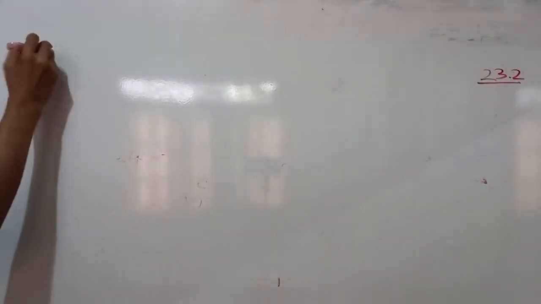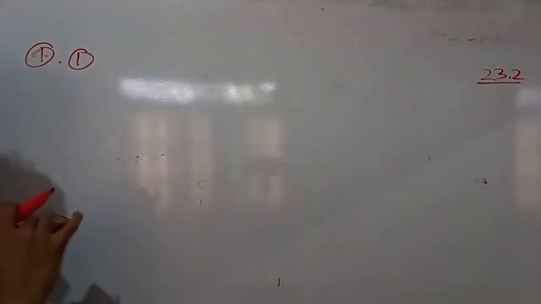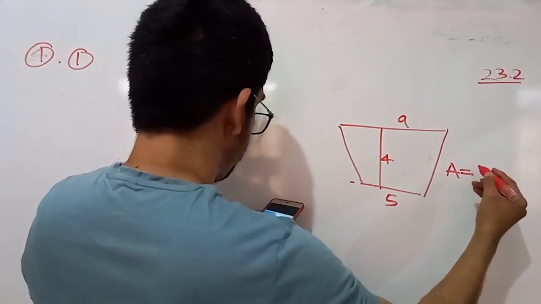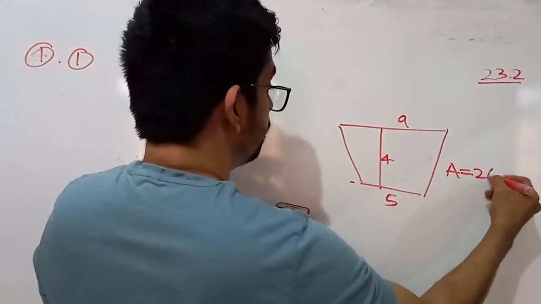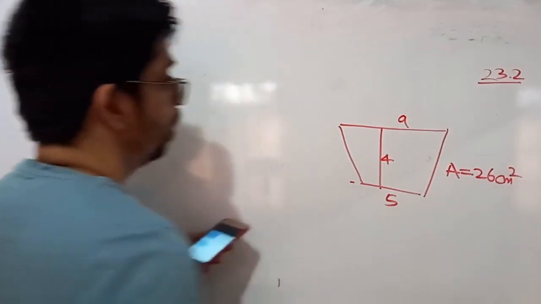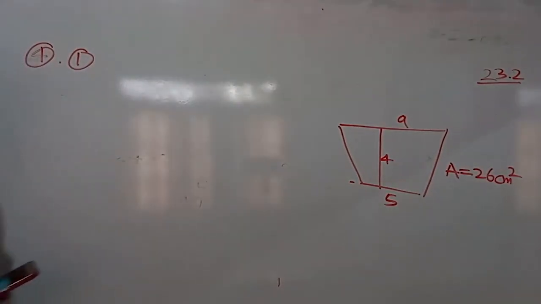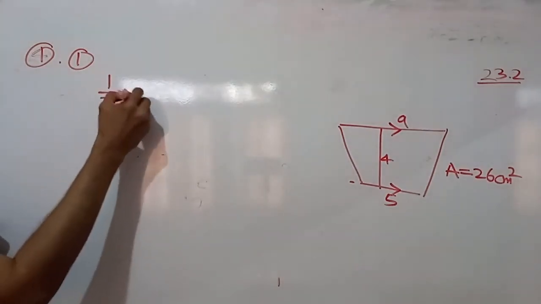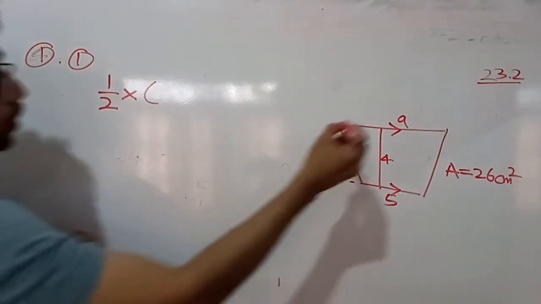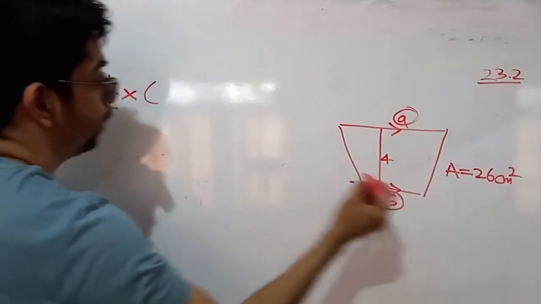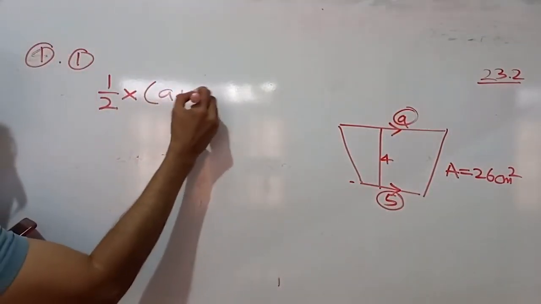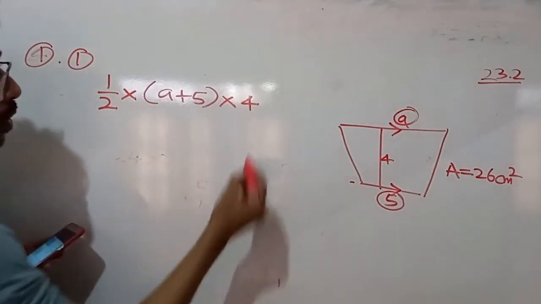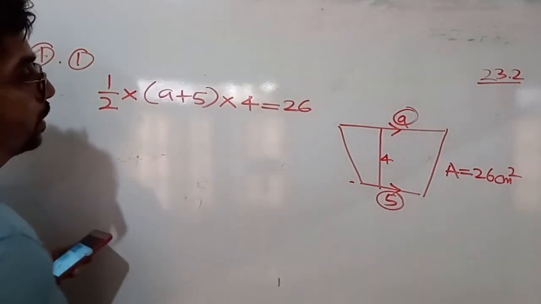So question number 4, part 1. So here the diagram is something like this. Area is 26 square centimeters. All lengths are taken in centimeters. So we know half into, so now this is what? A plus 5. A plus 5, then perpendicular height. So that is 4. So it will be equal to 26.